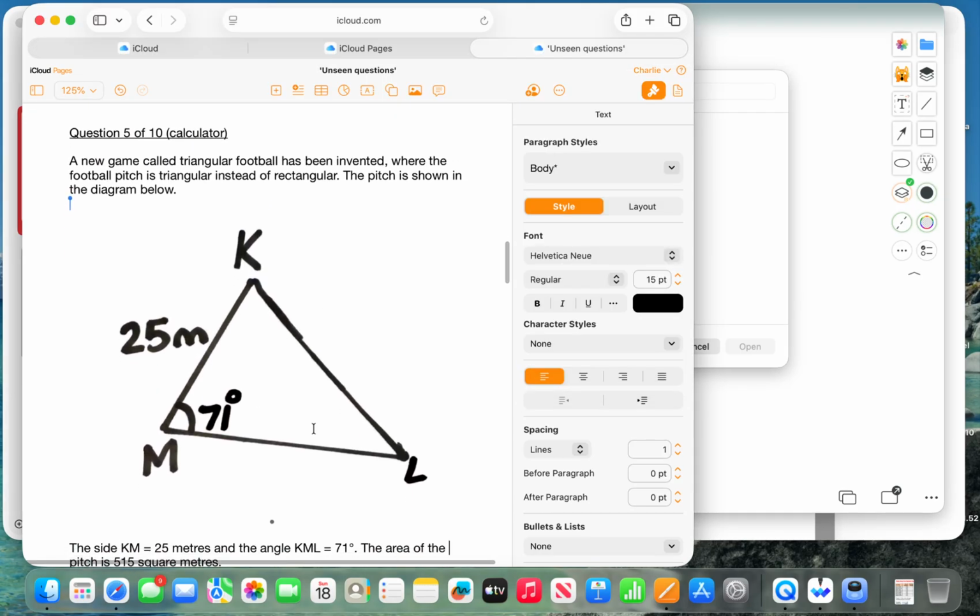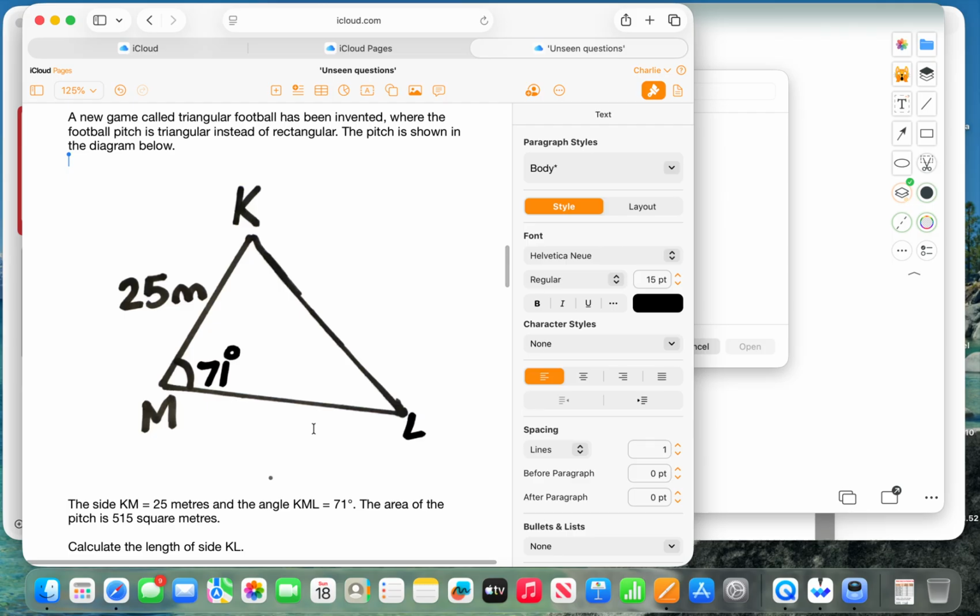This is the next question. It's question 5, and pause this if you want to have a go. This is the entire question, and it's a football pitch, but it's a triangle instead of a rectangle. Might seem a bit of a daft concept having to score goals into a triangular football pitch, but there's a lot of crazy stuff in the world.